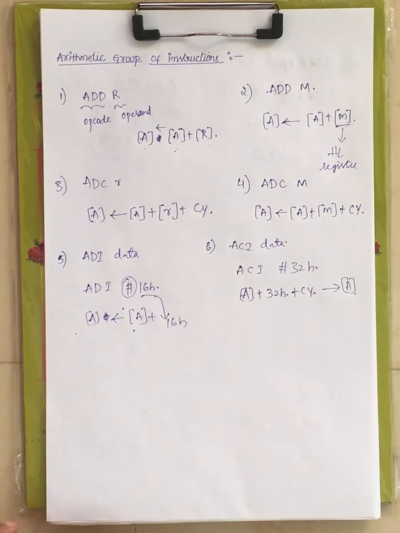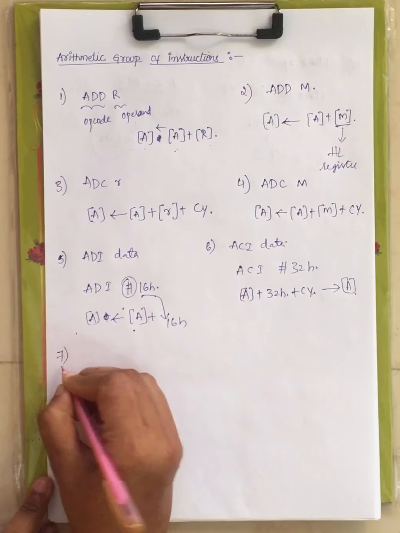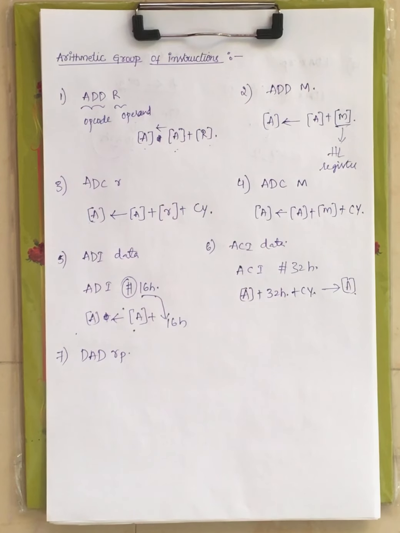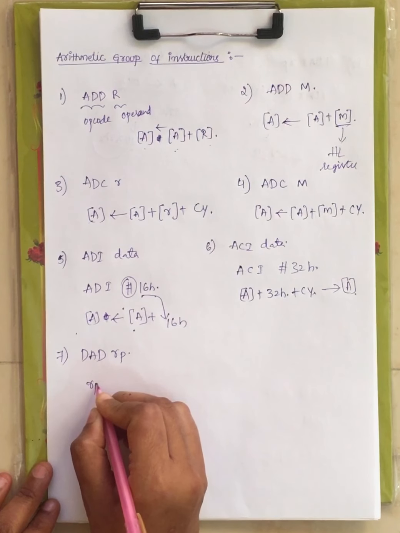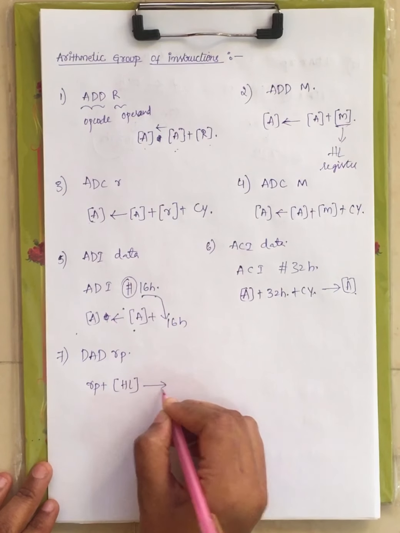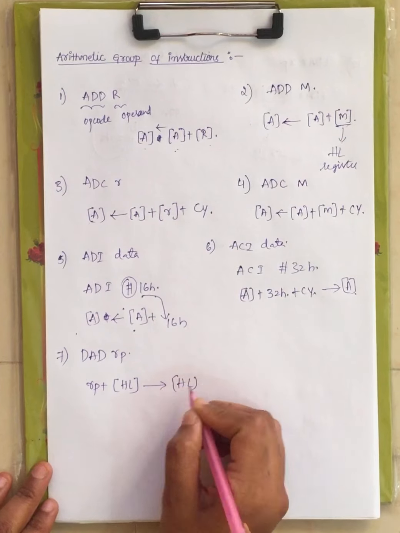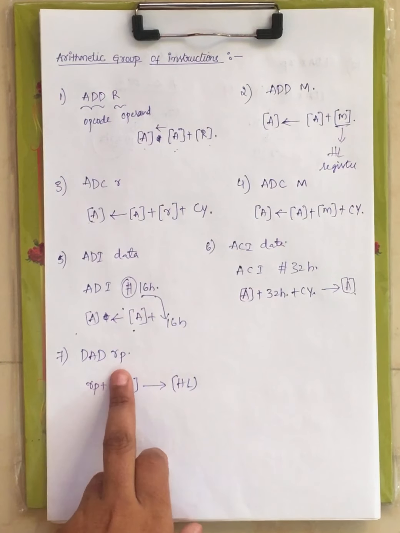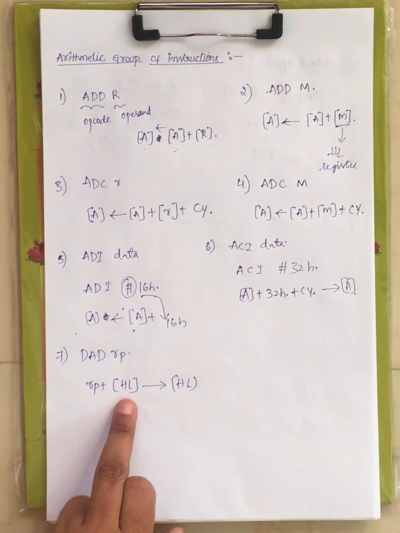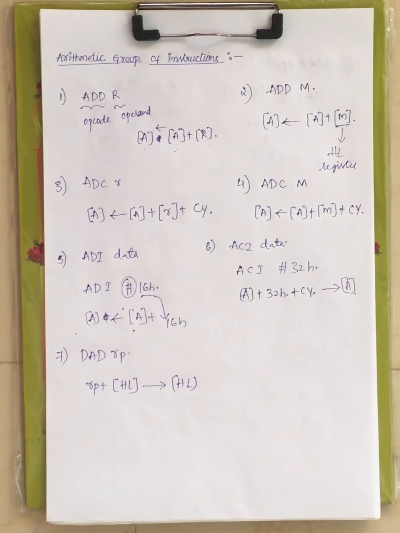Now coming to the next instruction, the seventh instruction, DAD RP, right? Now here the instruction specifies that the contents of a register pair are added with the contents of the HL register, and the result is stored in the HL register itself. Whatever register pair you specify within the instruction, that register pair's contents are added with the HL register pair, and the result is stored in the HL register pair itself. Now this is the operation of the DAD RP instruction.